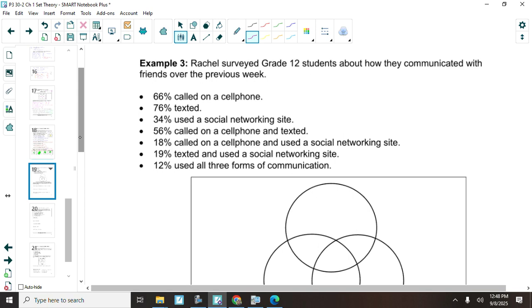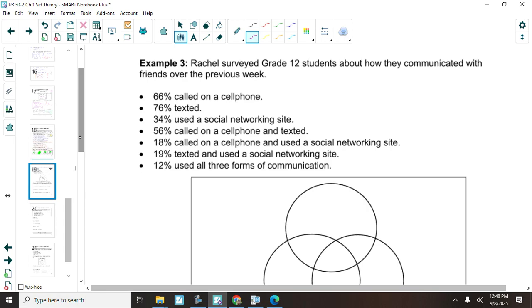66% called on a cell phone, 76% texted, 34% used a social media site, 56% called on a cell phone and texted, and then we have cell phone and social. We have all these different combinations. And 12% used all three forms of communication.